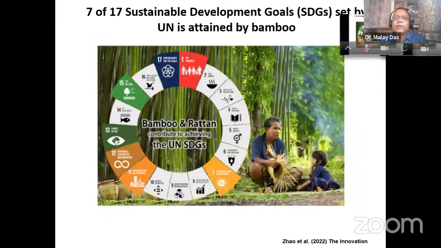Even for the United Nations, if you consider the 17 Sustainable Developmental Goals, this is one of the recent papers that we published in collaboration with our Chinese colleagues, where it was strongly argued that bamboo has an important potential to cover 7 out of the 17 sustainable developmental goals set by the United Nations. So it is not only about the commercial aspect, but also about sustainable development and green development. Bamboo has an enormous potential to contribute in future.